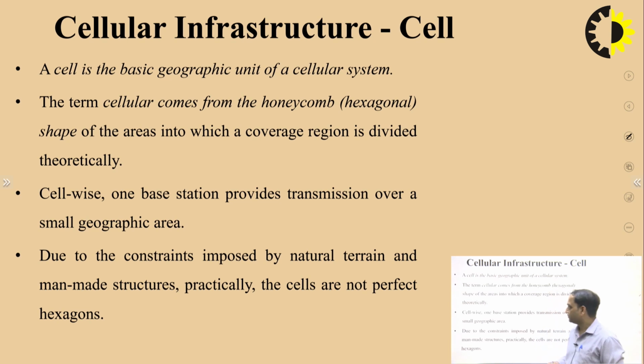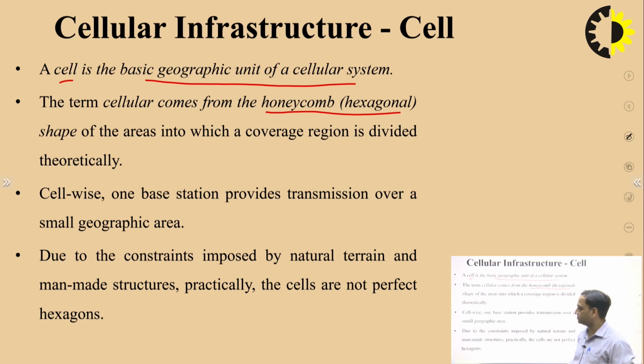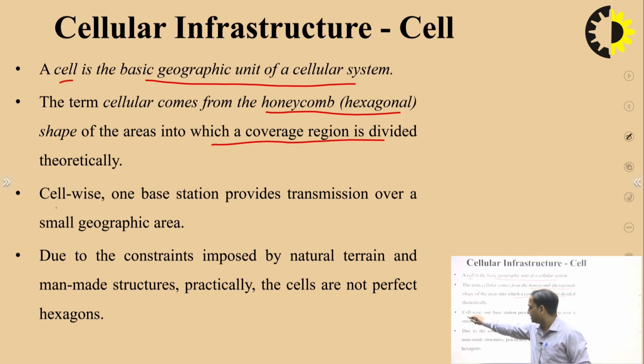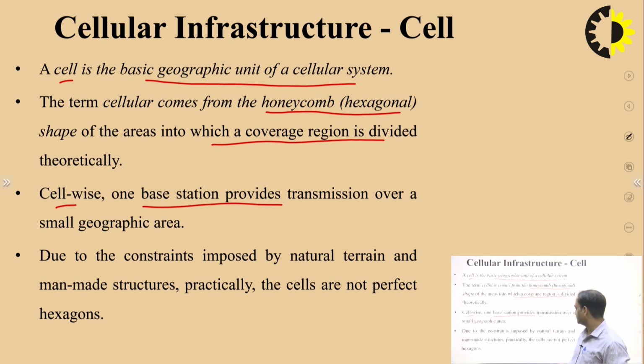So what is a cell? Some terminologies we must know. First, what is a cell? A cell is the basic geographical unit of the cellular system, and the term cellular comes from the honeycomb, or the hexagonal shape of one cell. This is the coverage region which is divided theoretically. Cell-wise, one base station provides transmission over a small geographical area. So when we say cell, it means there is one base station in it.